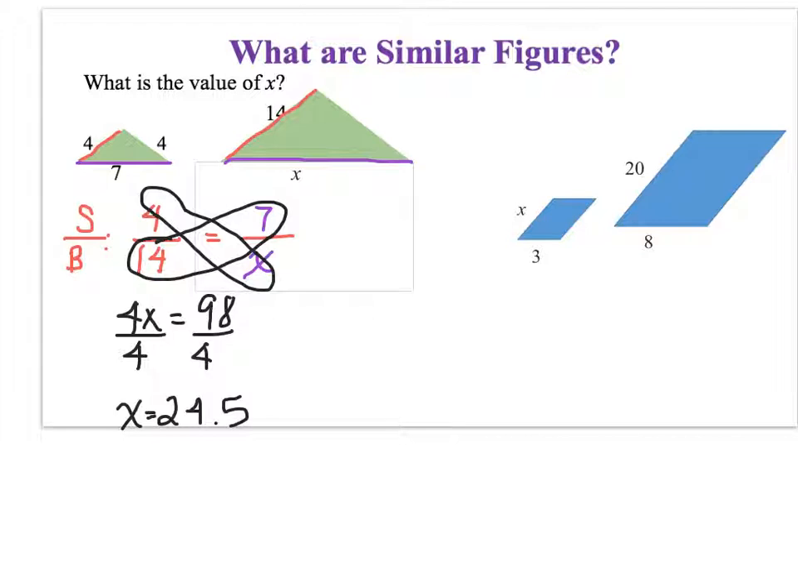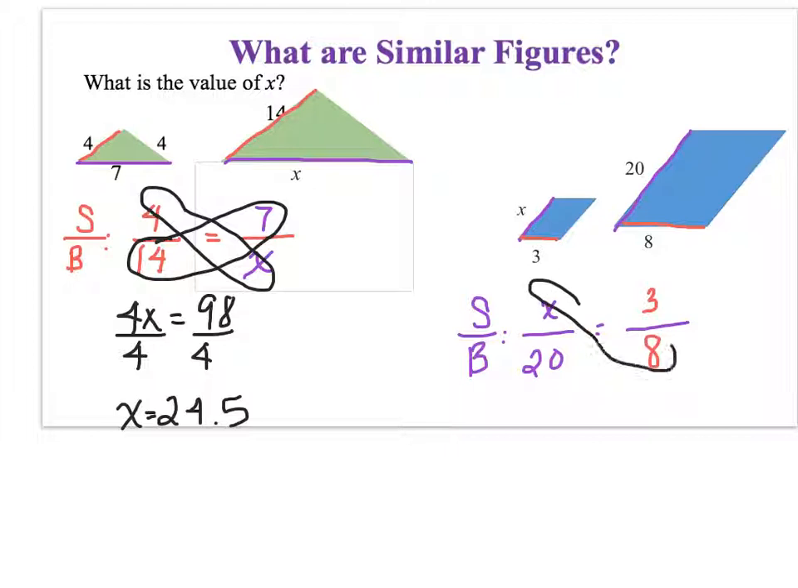Alright, for this next one with parallelograms, write a proportion and then solve for the missing variable x. Alright, so I'm going to compare my small parallelogram to my big. It does not matter which one you put first as long as your numbers are with the right shape size. So I see that x, my missing side, corresponds to 20 on the big parallelogram. 3 on the small parallelogram corresponds and matches with 8.